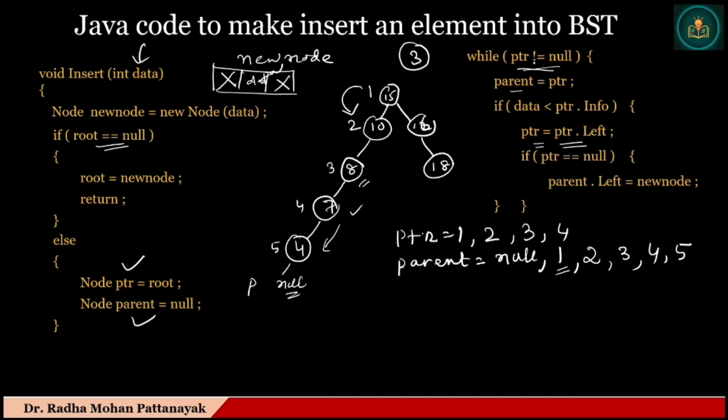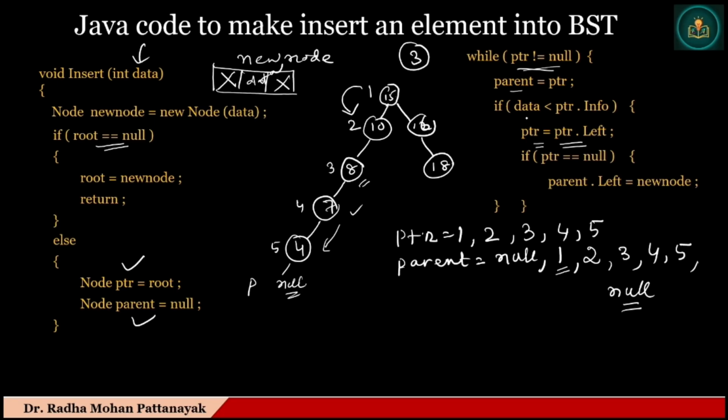Then again move up. Now parent equals how much? Parent equals PTR, means parent will become 5. Then check what is 5.info? 5.info equals 4, right? So check 4 with 3. If you check 4 with 3, PTR.info is greater than 3, right? So that's why again you need to move left. On the left side, how will you move? By writing PTR equals PTR dot left. Now the new PTR value equals how much? Null, because there is no left of 4. So PTR now has a null value.